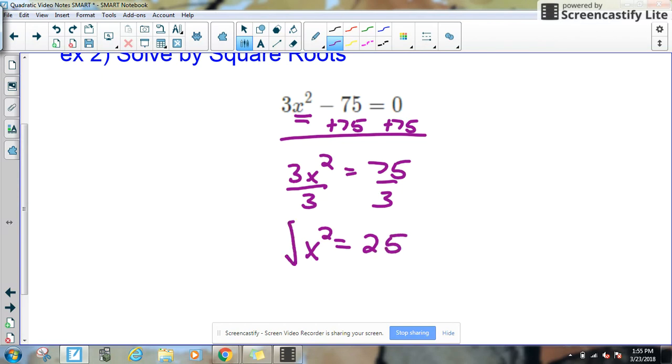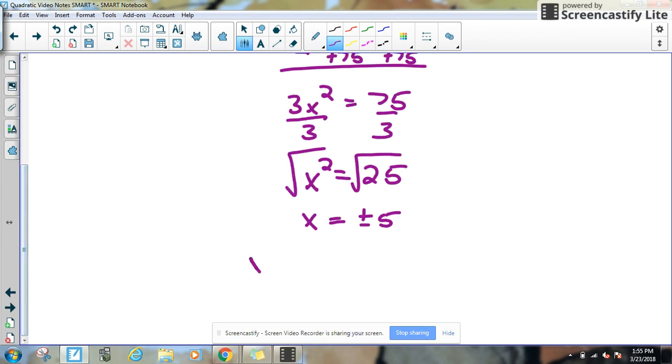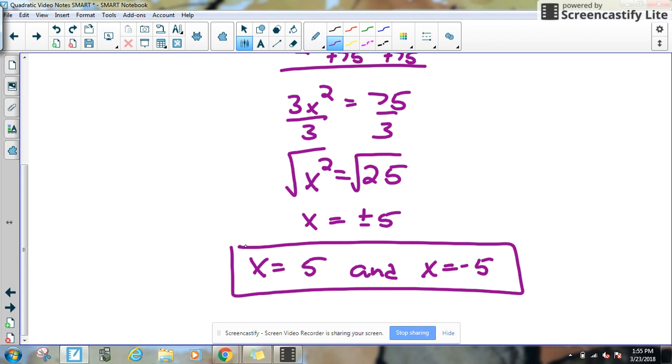Now I can take the square root of both sides. The square root of x to the second power is just x, and the square root of 25 is plus or minus 5. So therefore, the solutions would be x equals 5 and x equals negative 5. Those would be the solutions to the parabola or the graph. All right?